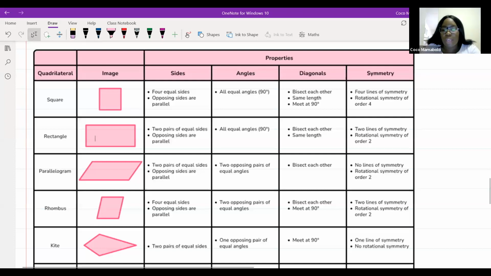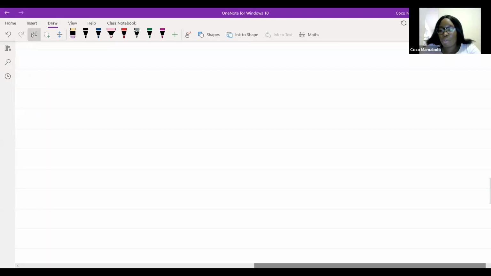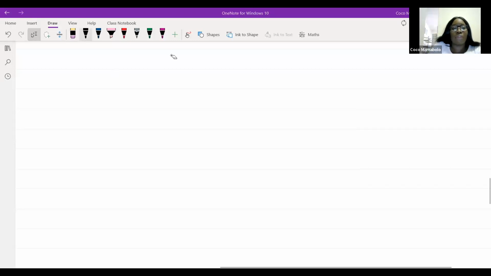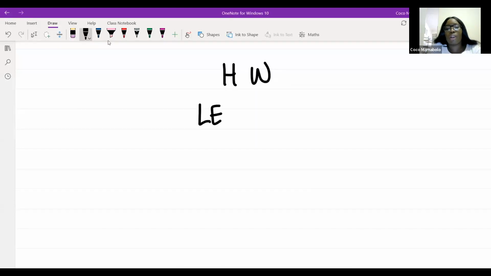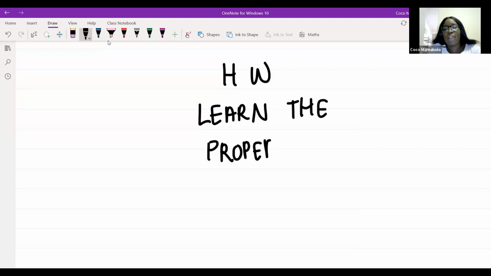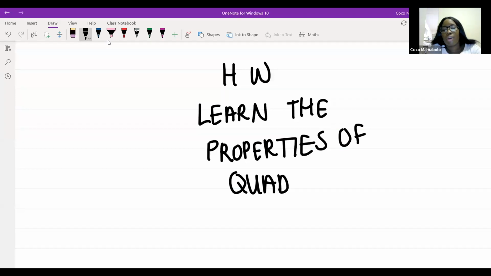However, I am going to give you guys homework. I'm giving everybody homework today. Okay, thank you for the poll. Today's homework is learn the properties of quadrilaterals. That is your homework. Okay, that's what you're going to go do for me before Wednesday. You're going to go learn the properties of quadrilaterals. Agree. Right. Give me a thumbs up in the chat. Does everybody know what the homework is?